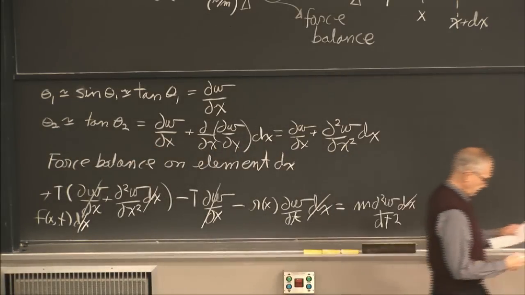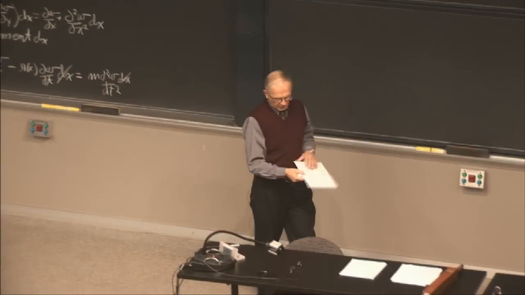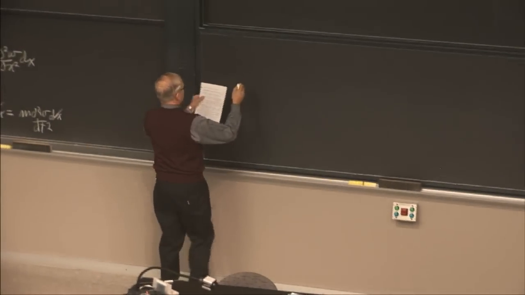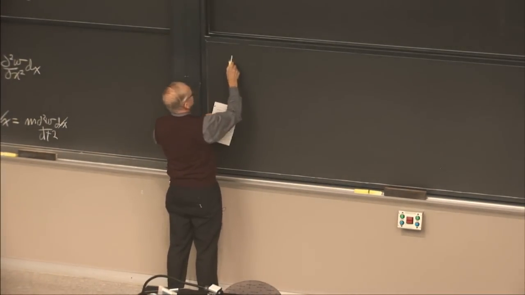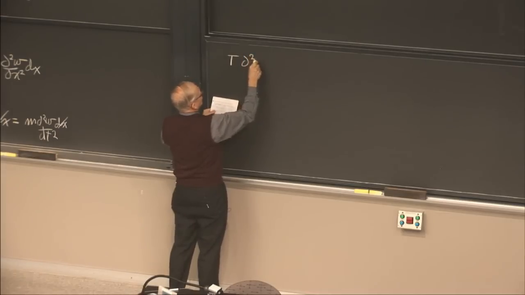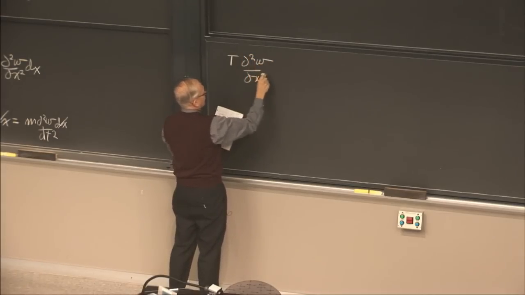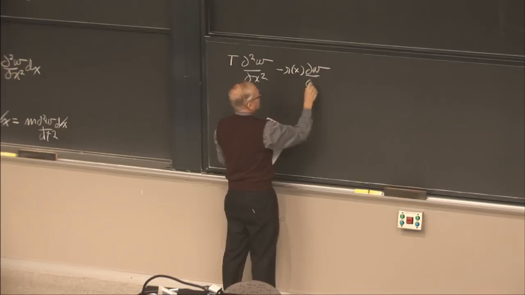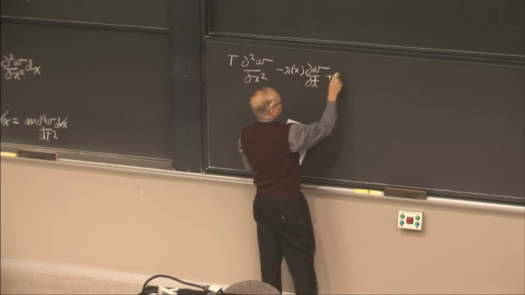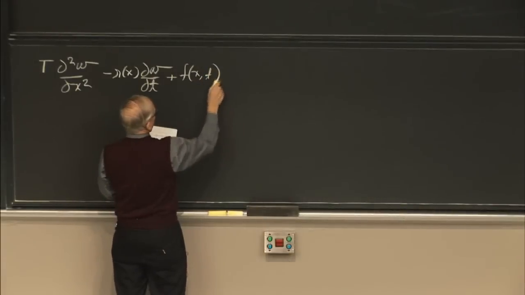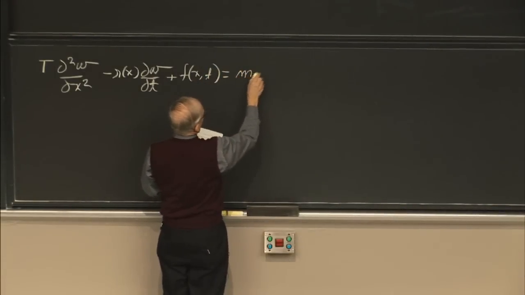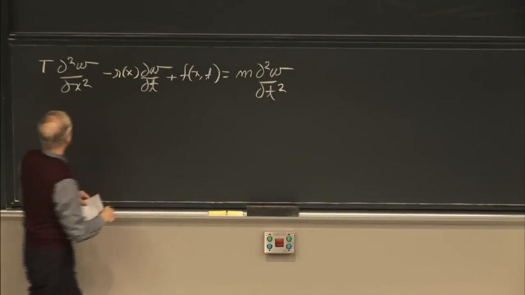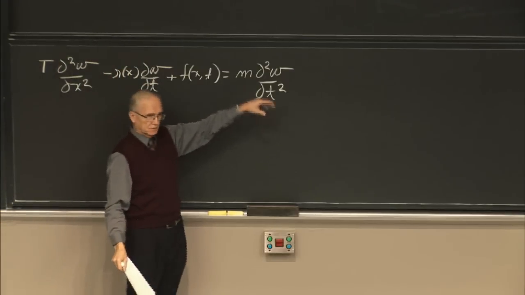So I put them all together now and assemble them. I can write down the equation that governs this motion. So T partial squared w with respect to x squared minus r of x times velocity plus f of x and t equals m partial squared w with respect to t squared. And that just says that the sum of the forces on the object equals its mass times its acceleration.